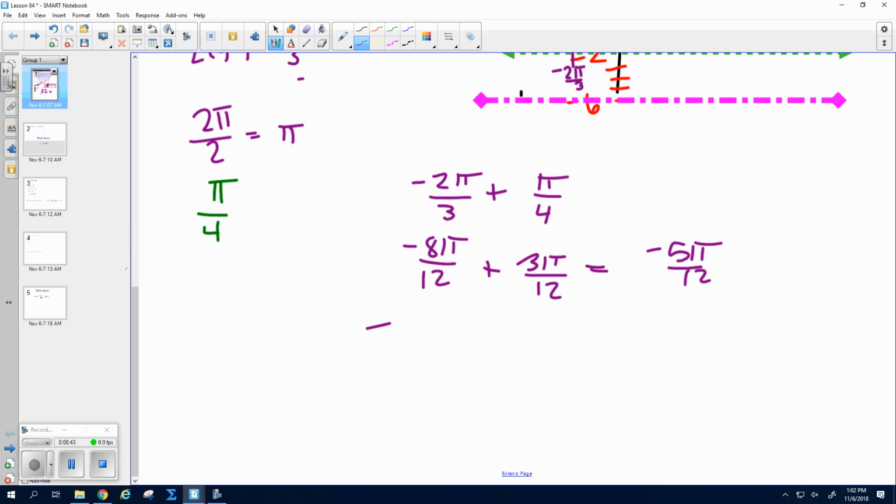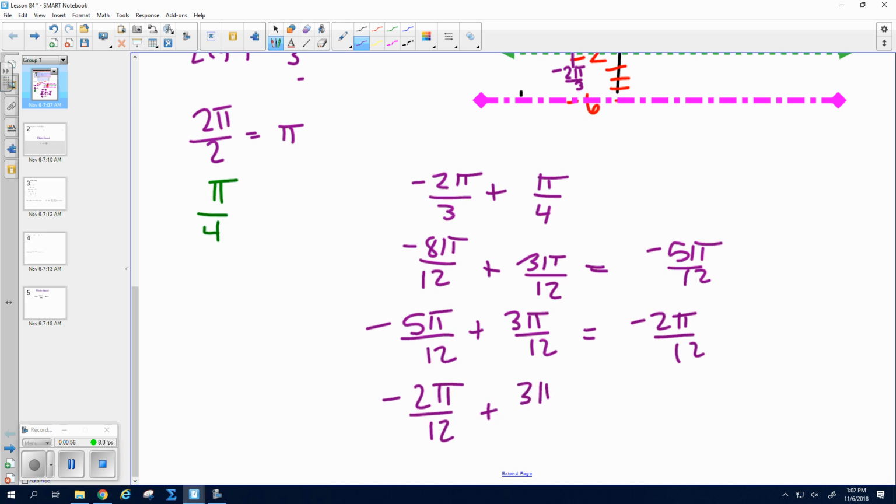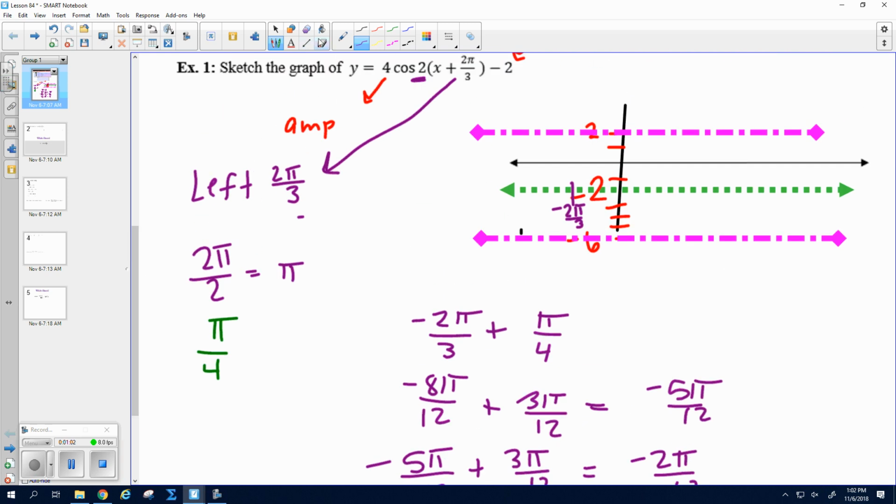All right, so then I have negative 5 pi over 12, and I'm going to add another 3 pi over 12, or pi over 4. That's negative 2 pi over 12, right? And then I have another one, negative 2 pi over 12, and I'm adding another 3 pi over 12, which is pi over 12. What would be a good way to actually scale this?